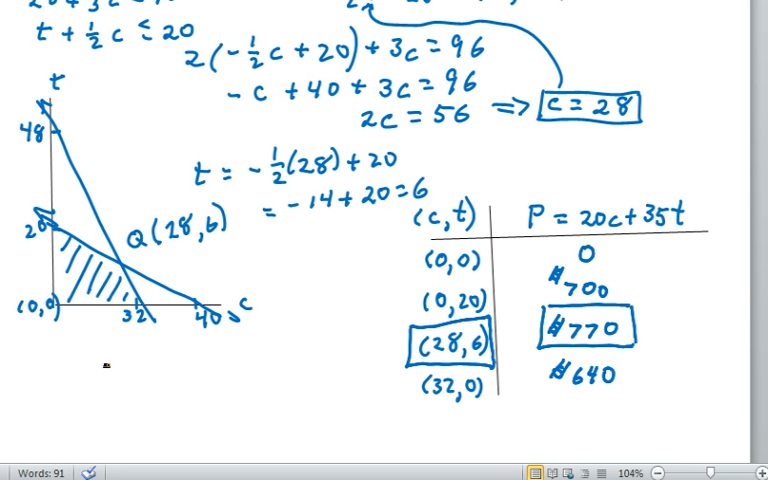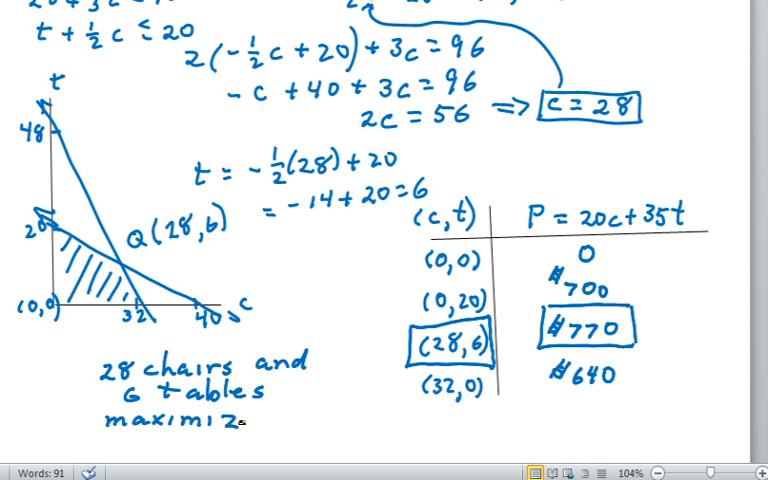So the answer, 28 chairs and 6 tables, maximizes the profit. And that's our answer. It doesn't ask us what the profit is, although it could. It's $770. This is our answer.